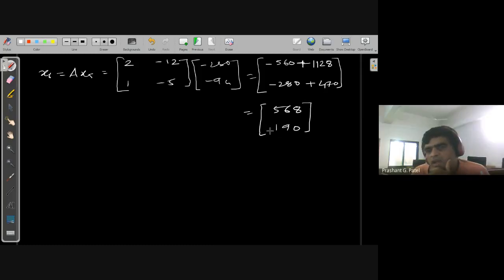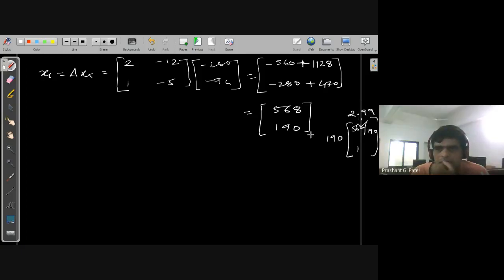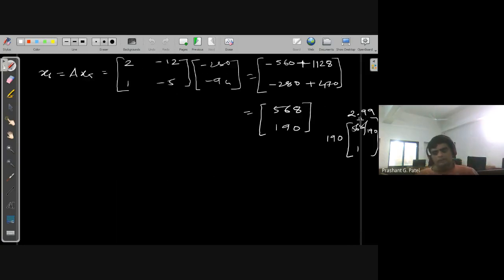If you take out 190 as common, then you will have 568 upon 190. So how much is 568 upon 190? It is 2.99. So here it is 2.98, then 2.99. In this manner, if we go further, we will have the dominant eigenvector, and it is approaching 3, 1, that we can say from here.